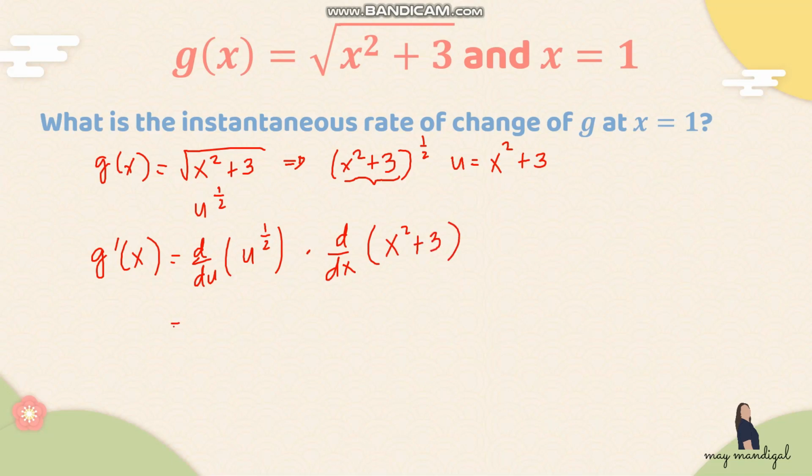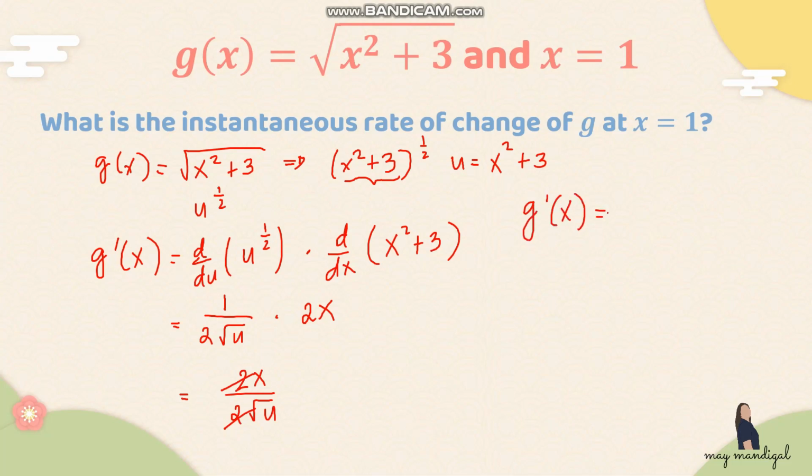There. So u raised to 1/2, just use the power rule. So you will get 1 over 2 square root of u times, and then this one, get the derivative, so you have 2x. Multiply the 2, we will get 2x over 2 square root of u. You can cancel this, therefore, our derivative will be x over square root of u.